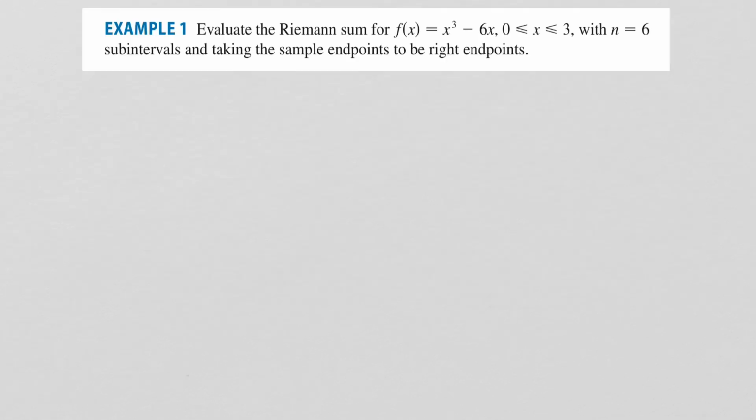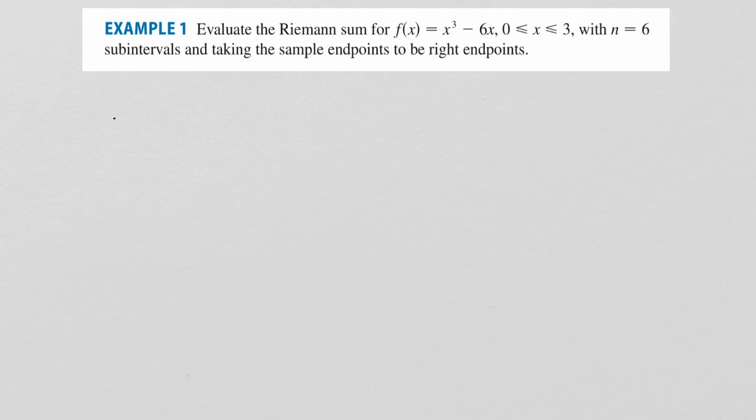So let's go ahead and evaluate the Riemann sum for f of x equals x cubed minus 6x for x between 0 and 3 with n equals 6 subintervals and taking the sample endpoints to be the right endpoints. So in other words, we want to find the area under the curve, or at least approximate the area under the curve, using 6 rectangles and taking the right endpoints to give us the height of each rectangle. Now, the truth here is you don't actually have to have a graph of the function to be able to do this. You really only need to focus on the number line.